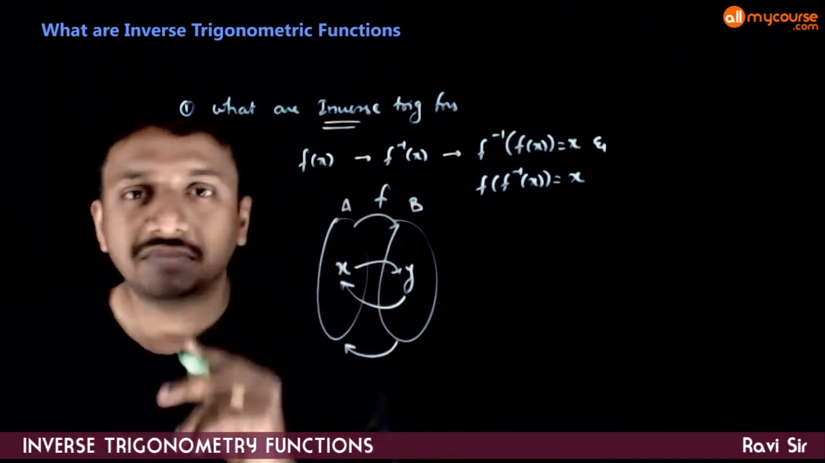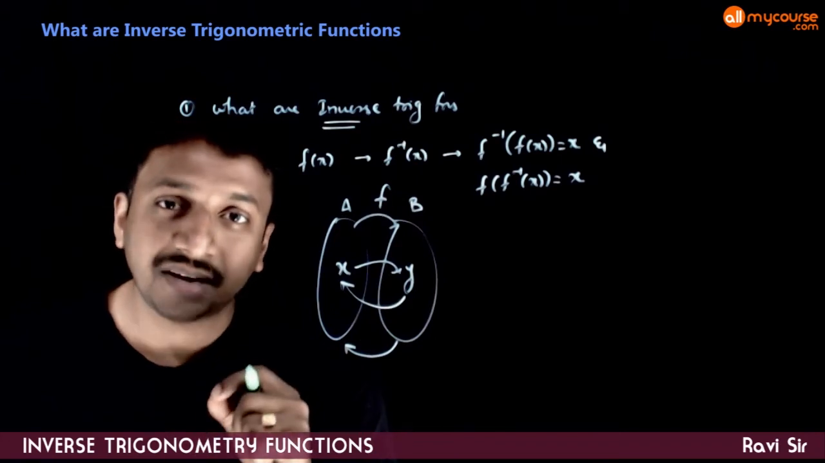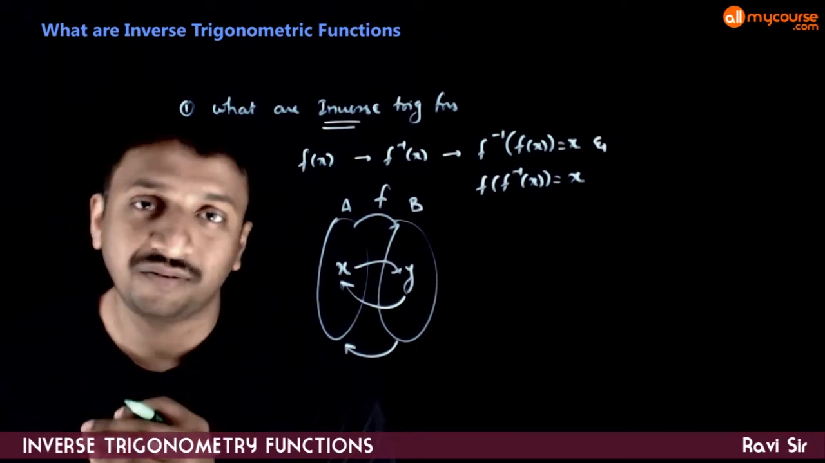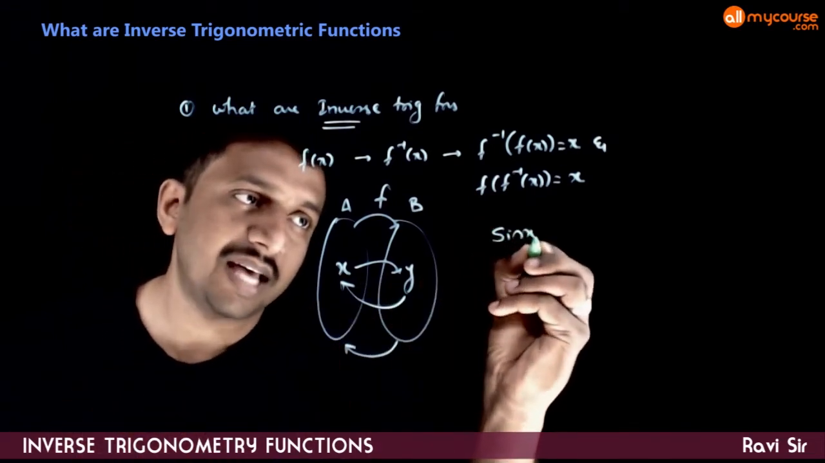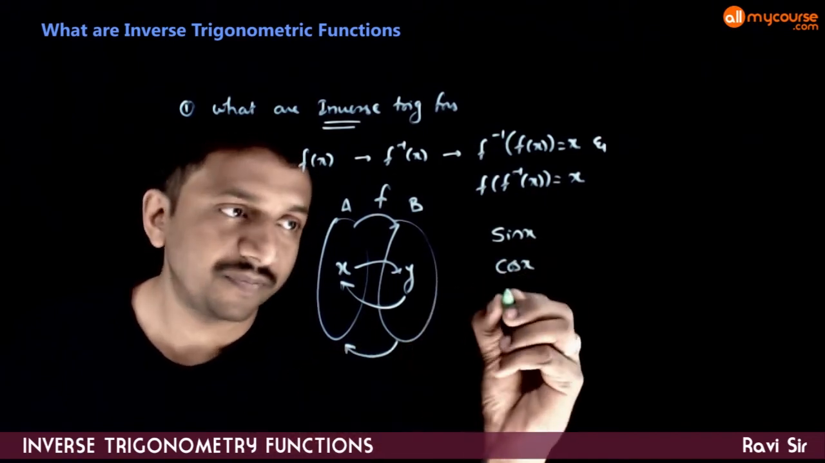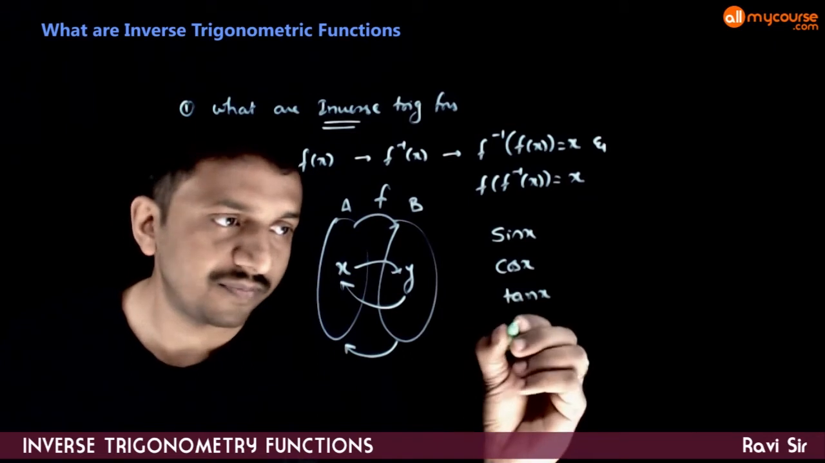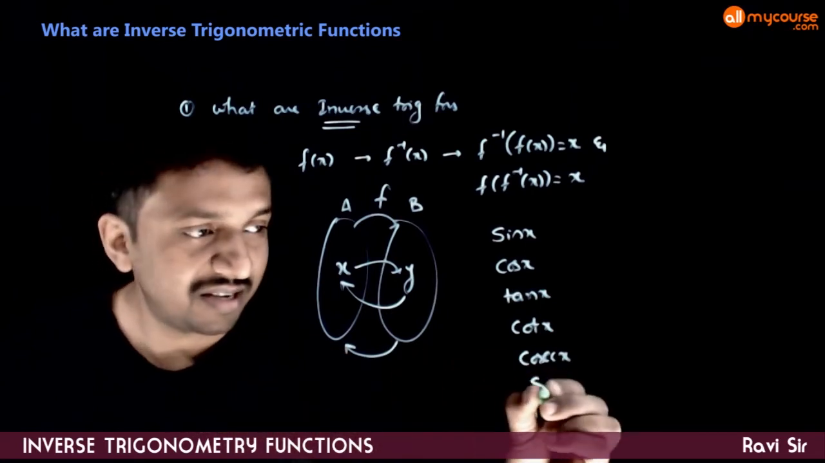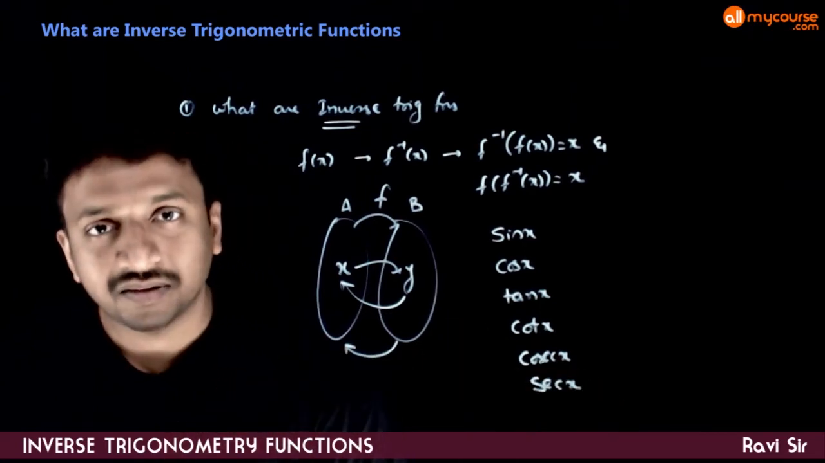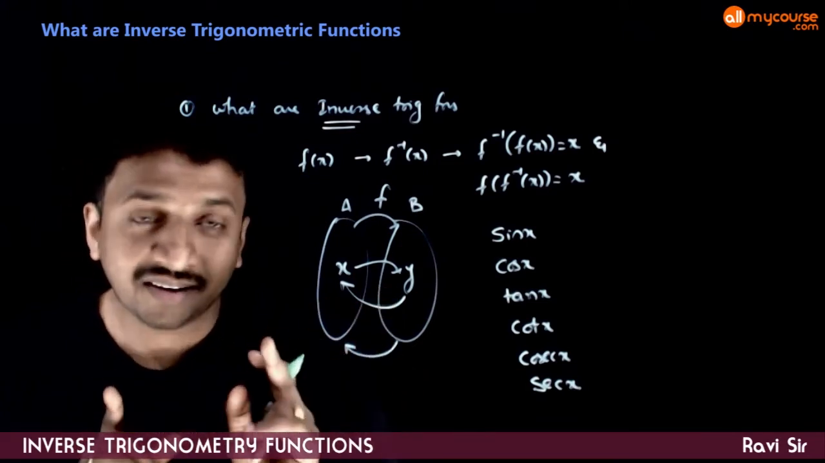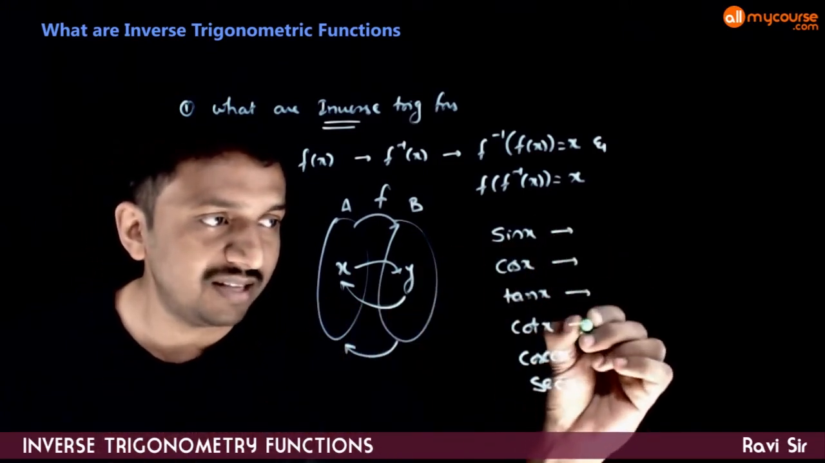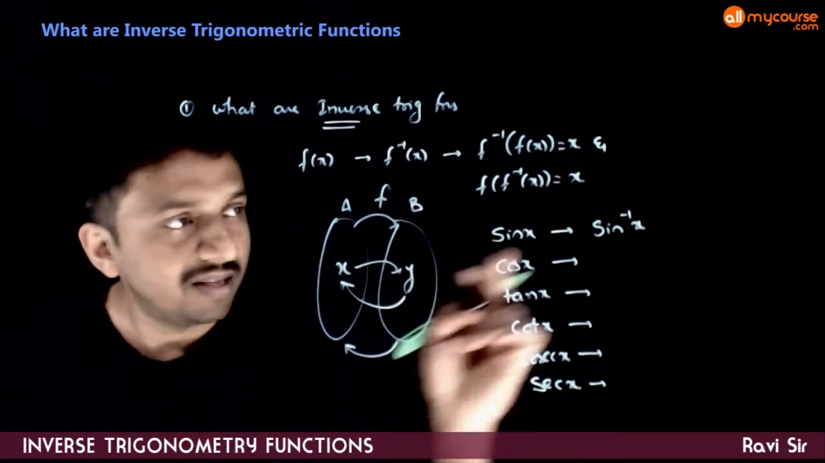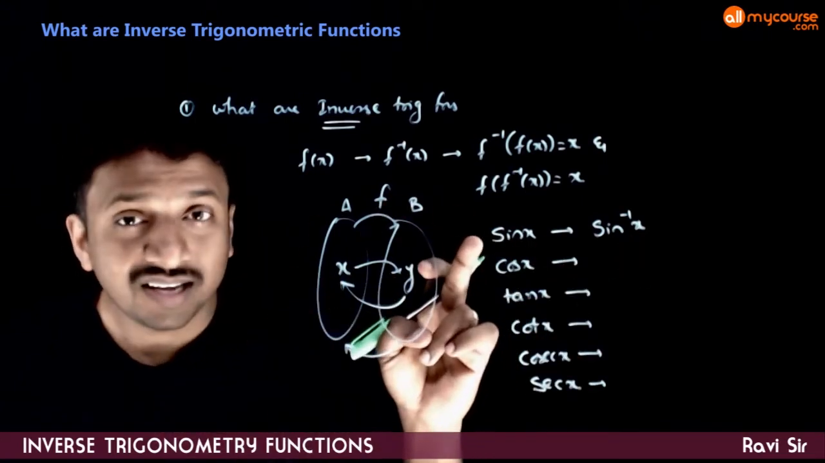As the name suggests, inverse trigonometric functions are inverses of trigonometric functions. We know that we have 6 trigonometric functions: sin x, cos x, tan x, cot x, cosecant x, and secant x. So what we are going to learn are the inverses of these functions. We usually denote it by sine inverse of x. Sine inverse of x is the inverse of sin x.